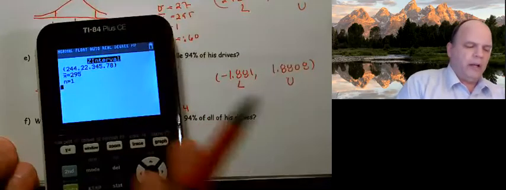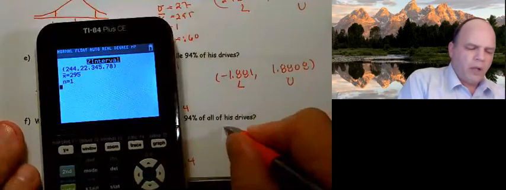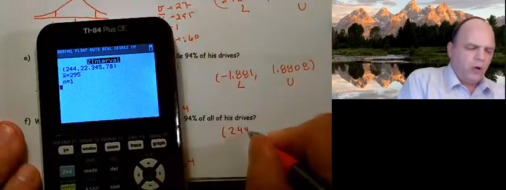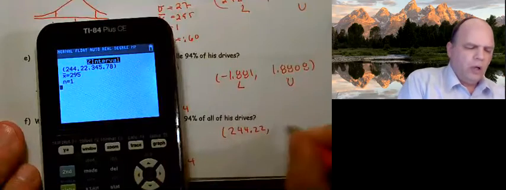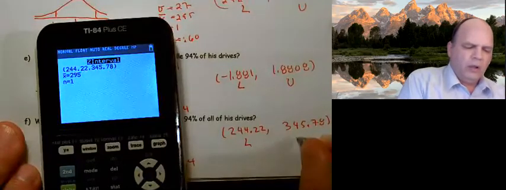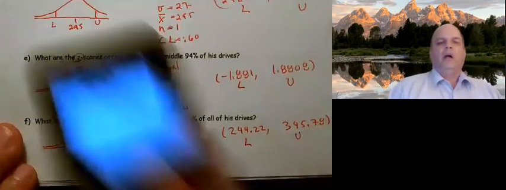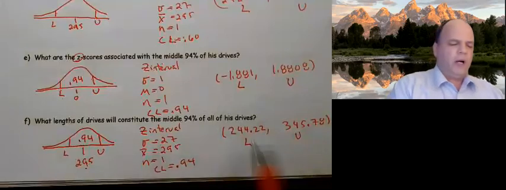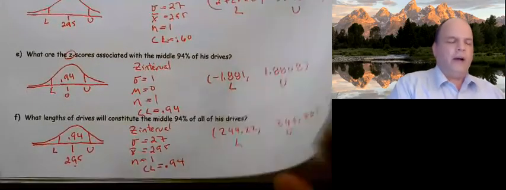So we're going to write that down. 244.22 and 345.78. This is my lower, and this is my upper. Okay, so that's my lower, that's my upper for letter F.